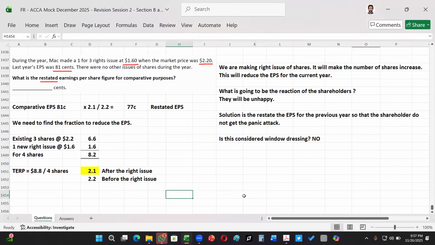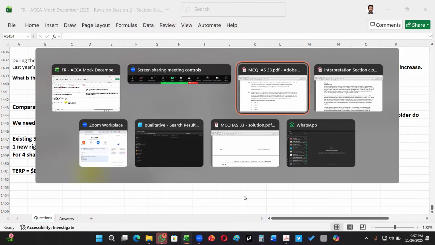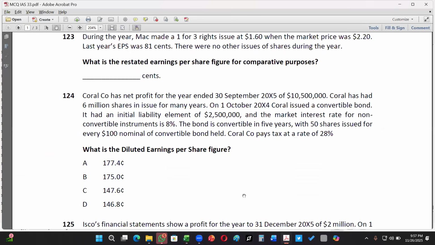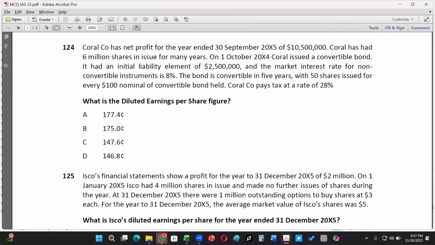Okay, so now we are moving towards the last two issues. As I told you, we are looking at 5 issues related to EPS. So we are done with the basic EPS and we are now looking at the diluted. Okay. So when it comes to the diluted EPS, we will always have the convertibles and the share options. So let's see. In this case, we have the convertibles.